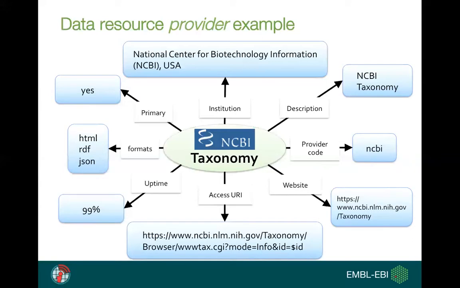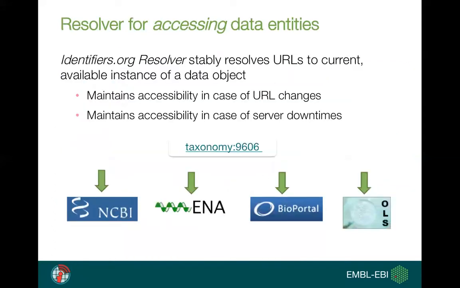And for each of these resources, we also assign a provider code, and this provider code combined with the unique prefix identifies individual resources uniquely within our registry. So the Identifiers.org resolver uses all this information stored in the registry to resolve the compact identifiers. To support this, we maintain the URL changes and server downtimes.